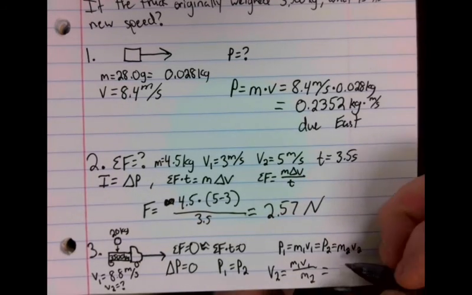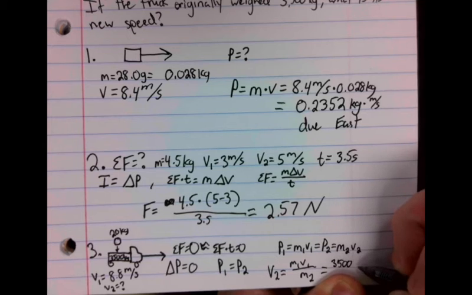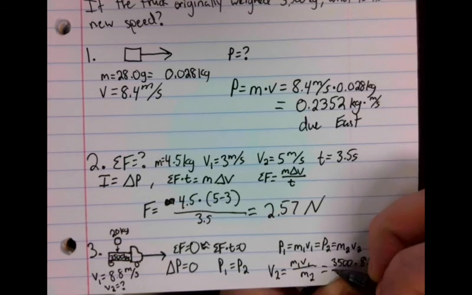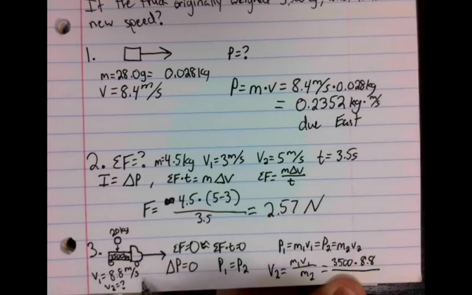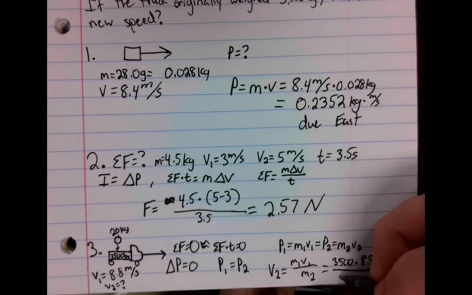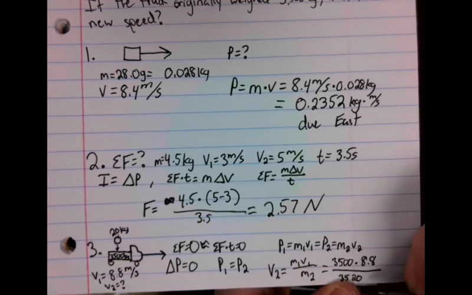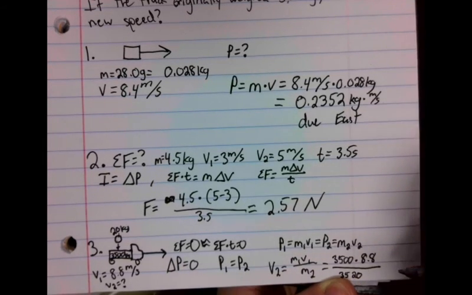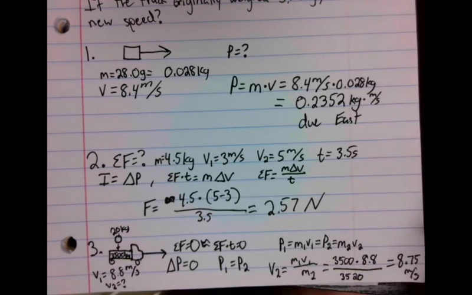Like we said, our mass 1 is 3,500 kilograms. Our V1 is 8.8 meters per second. And then our M2 is going to be 3,500 plus 20, so 3,520. Plugging all that in, you will get a new speed of 8.75 meters per second.